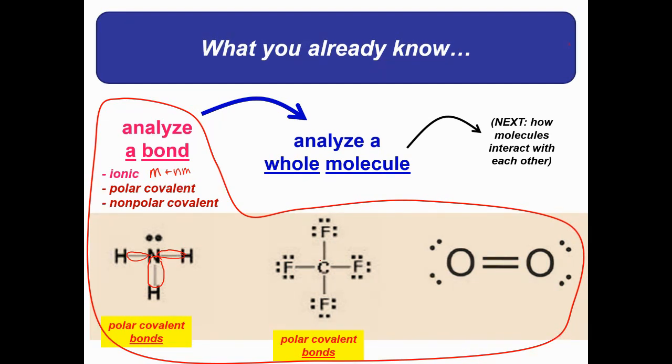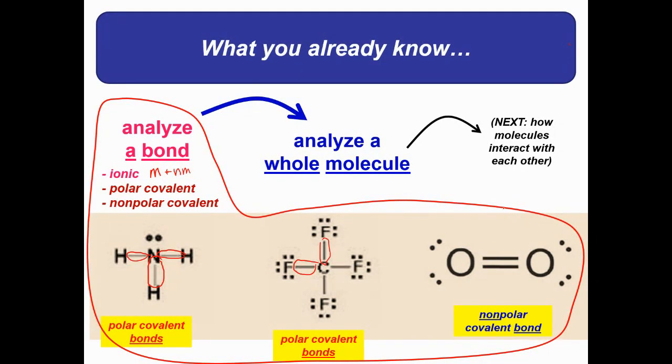The CF4 also has polar covalent bonds. Fluorine has a high electronegativity, carbon has a low electronegativity, so all these bonds are polar covalent bonds. But now if we look at the O2, that has one bond, a double bond. It's a non-polar covalent bond because the electrons are being shared equally between these 2 oxygens. They're the same element, they have the same electronegativity. So that's just a reminder, when you're analyzing a bond, you're looking at just one part of a molecule that may have multiple bonds.